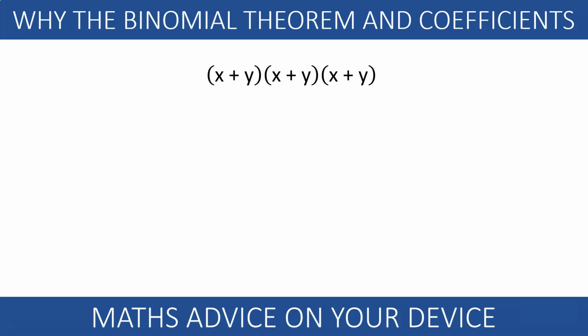So I'm gonna do just that. I'm gonna multiply the first term of the first bracket, x, by the first term of the second bracket, x, and by the first term of the third bracket, x. Continue with x times x times y, the second term of the third bracket, and x times y, the second term of the second bracket, times x, and y, the second term of the first bracket, times x times x.